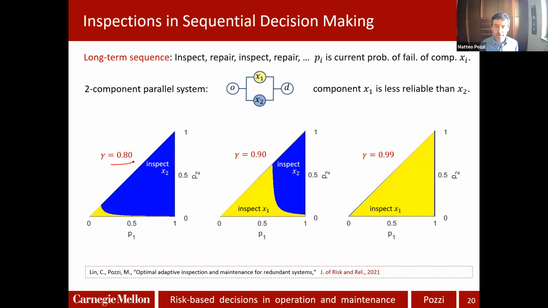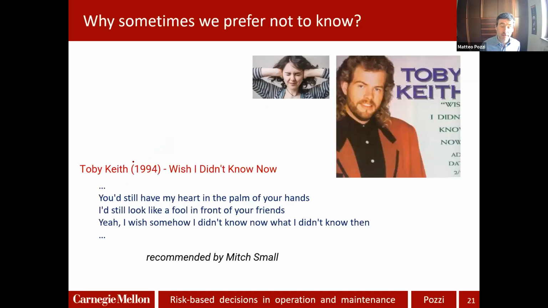So the last big topic that I want to mention is that of information avoidance, that I worked on in the last few years. Information avoidance is this idea that sometimes you prefer not to know. And this is a song recommended by a colleague of mine, by Toby Keith: "I wish I didn't know now what I didn't know then." It's a very sad song, but it gives an example of why sometimes we prefer not to know.